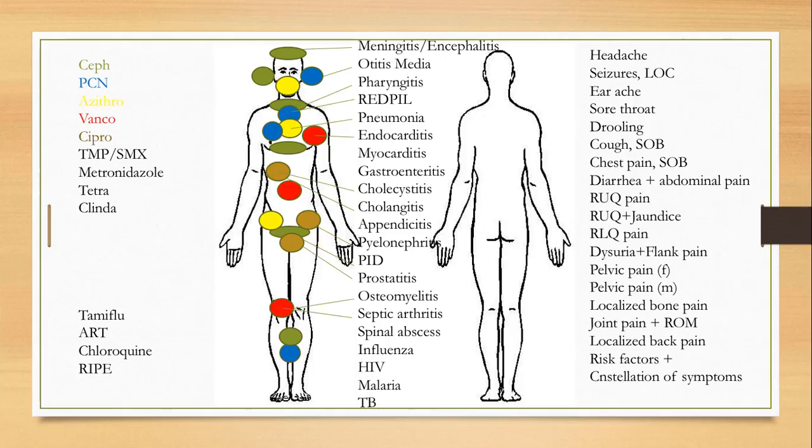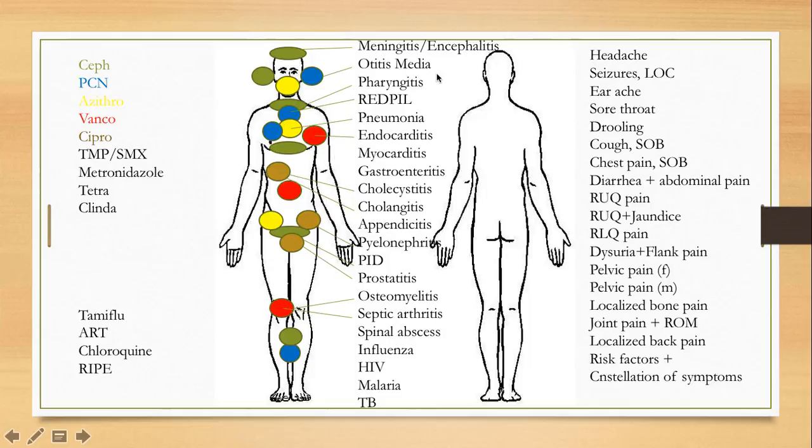So this is another slide showing just antibiotics. So I color coded some of the antibiotics here, so I hope it makes a little bit of sense, but just putting it all together. So you can see that everything above the diaphragm, you have only 1, 2, 3, and 4 colors, which means your cephalosporins, penicillins, azithromycin, and vancomycin. So just remember these first.